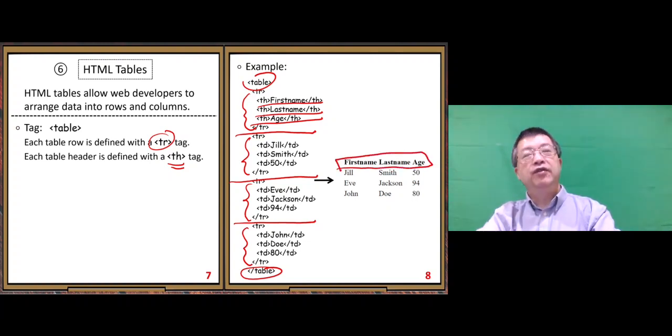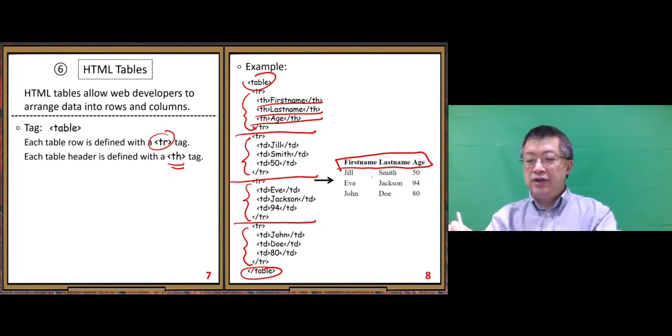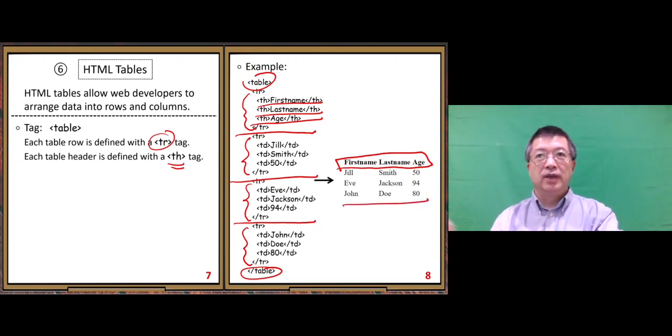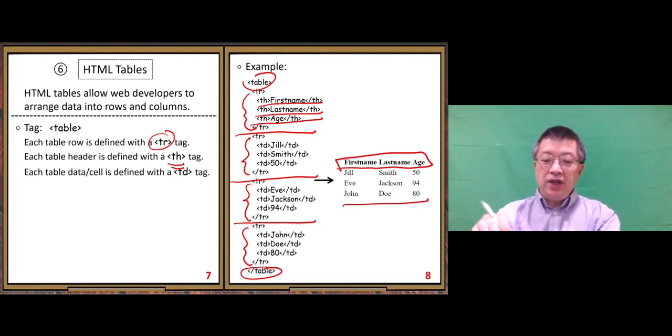The look, default look, different. Boldface. Other non-header cells, not in boldface. So that's the TH. Then TD. So what's the TD?